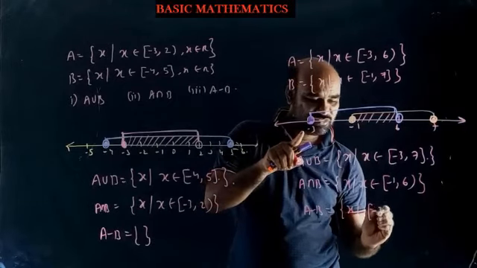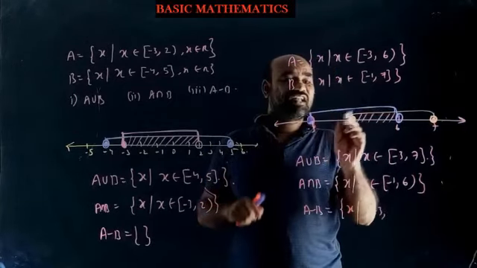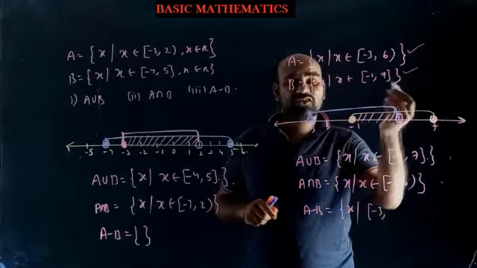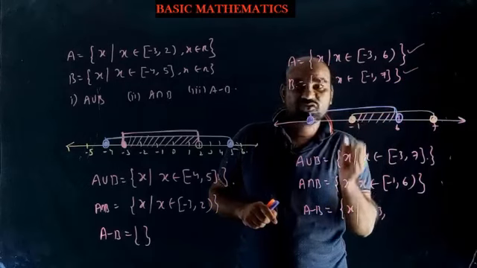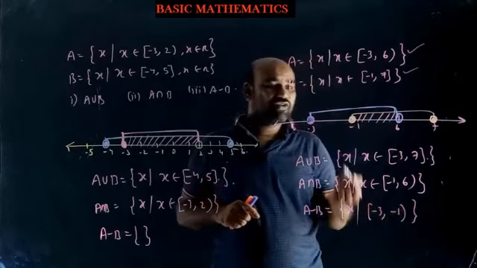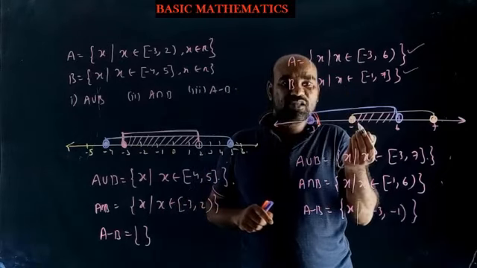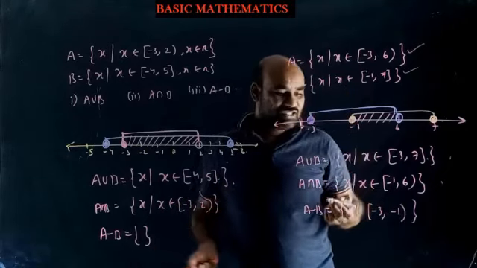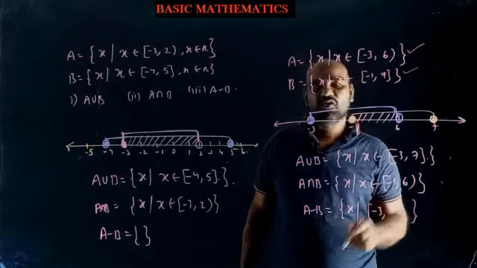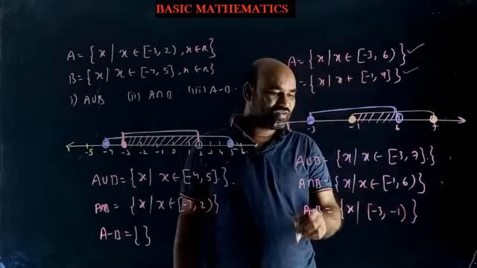Actually minus 1 is there in the set A, but minus 1 is also there in the set B, so that should be removed. That's why this minus 1 should be removed. That's why open minus 1. So we can remove minus 1, but you can't remove the elements which are to the left of minus 1. That's why closed minus 3 to open minus 1 is the solution. This is for A minus B.